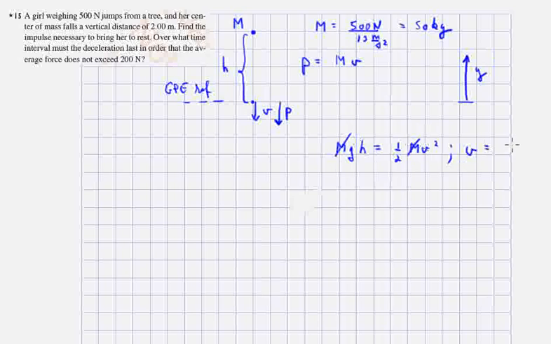v is equal to the square root of 2gh. So that's equal to the square root of 2 times 10 meters per second squared times 2 meters, which is equal to about 6.3 meters per second.